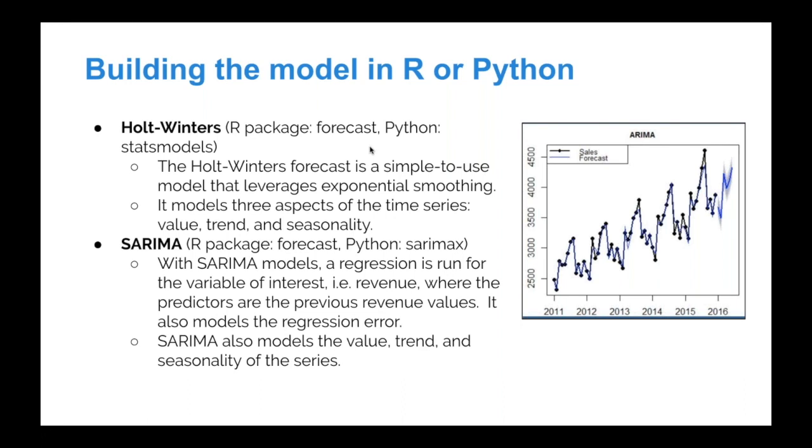Holt-Winters is an exponential smoothing technique. The math is a little bit complex, but it's a very simple to use algorithm to get started with. Essentially, it's like a moving average. If you're familiar with a moving average, they have a window function. They zoom in and look at a subset of the data, and then they calculate an average from that. Then they shift a little bit further back in time. They zoom in and then take another average of that subset of data.